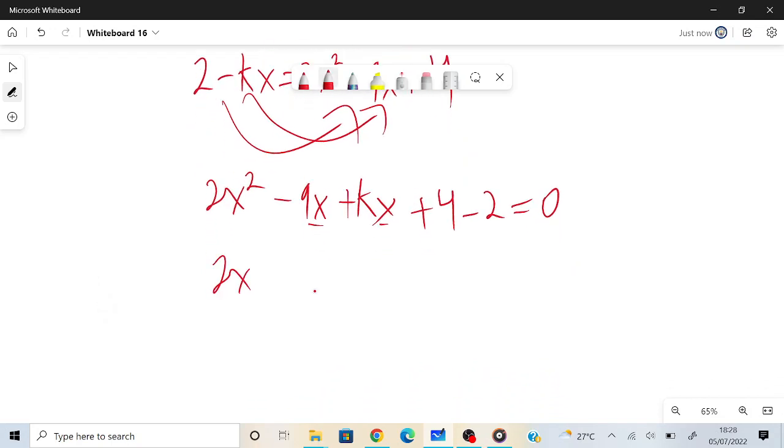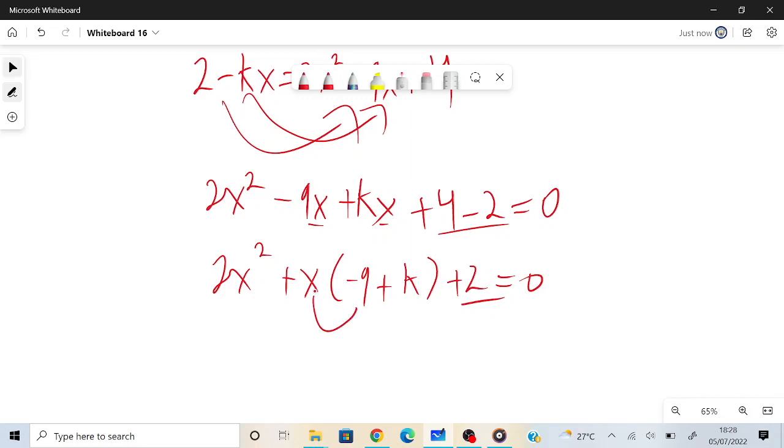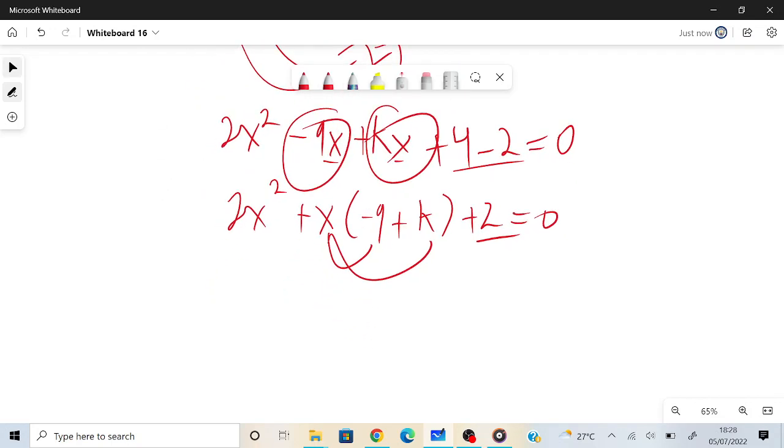So simplifying this, we have 2x squared plus x into minus 9 plus k, plus 2 equals 0. Plus 2 because 4 minus 2 is 2, and x into minus 9 plus k because I simply factorized. I just did x into minus 9, which gives me minus 9x, and then x plus k would also give me plus kx. Now that we have it in our form of ax squared plus bx plus c, we know that this 2 is our a, this minus 9 plus k is our b, and this 2 is our c.